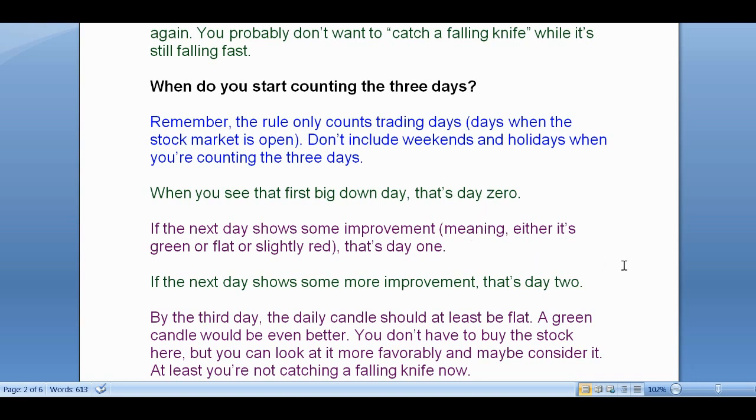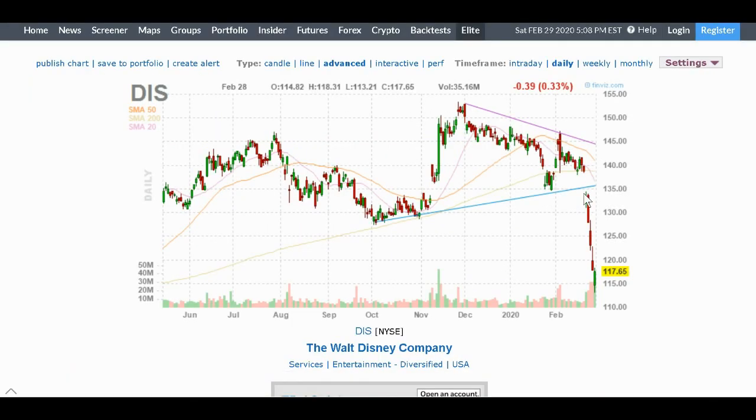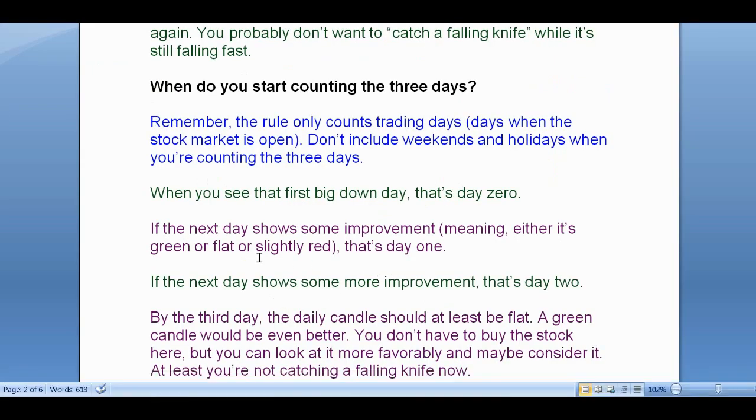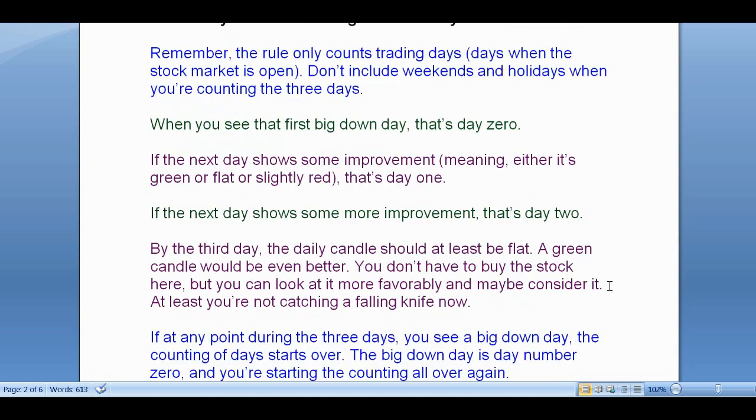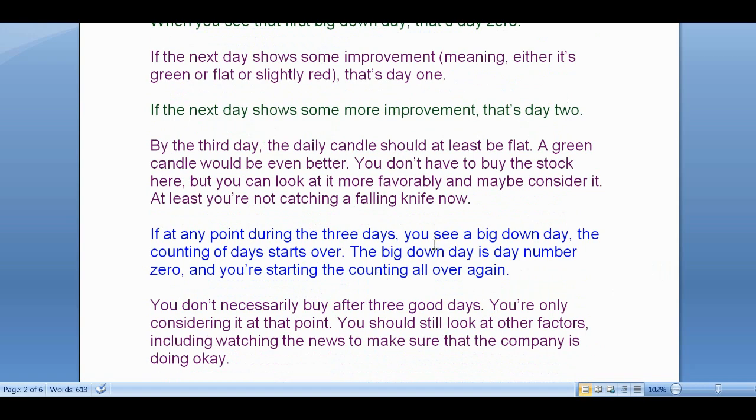When you see that first big down day, that's day 0. It's not day 1, it's day 0. So with Disney, that first gap down would be day 0. If the next day shows some improvement, meaning it's either green or flat or maybe slightly red, but not too much, that's day 1. If the next day after that shows some more improvement, that's day 2. By the third day, the daily candle should at least be flat. A green candle would be even better.